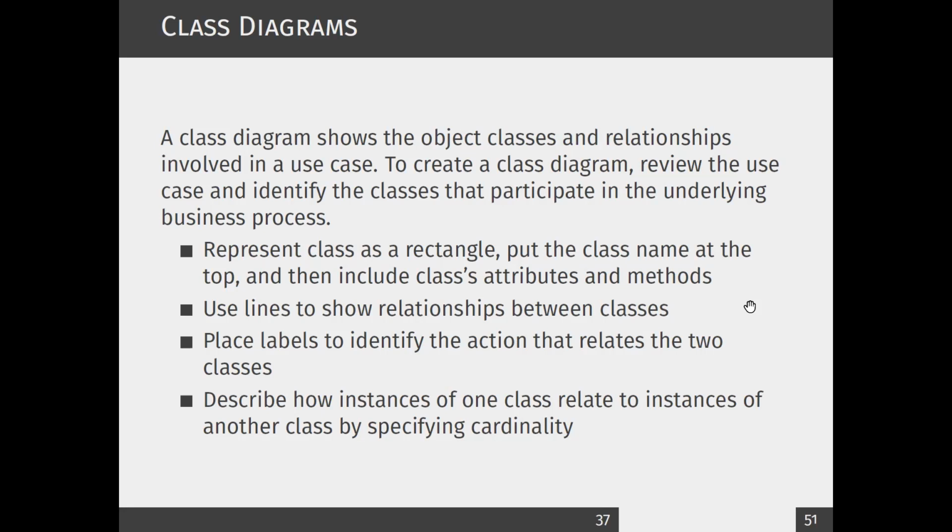Next, we have to talk about the class diagram. Usually, once you have the use case diagram ready, you are supposed to come up with the class diagram. For the class, we have a rectangle. You put the name at the top and then the individual attributes and methods. Second, use lines to show relations between the classes. Then place labels to identify the actions that relate two classes. Then describe how instances of one class relate to instances of another class.